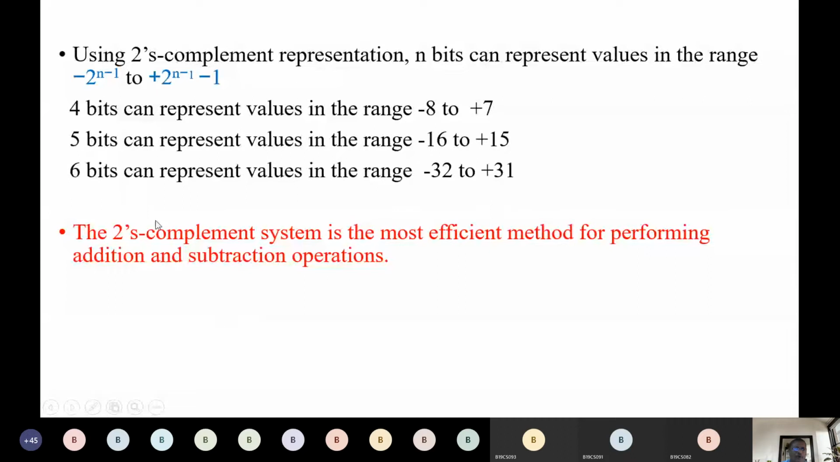And out of all these 3 representations, sign magnitude, 1's complement and 2's complement, the 2's complement system is the most efficient method for performing addition and subtraction in the computer, when compared to all 3.